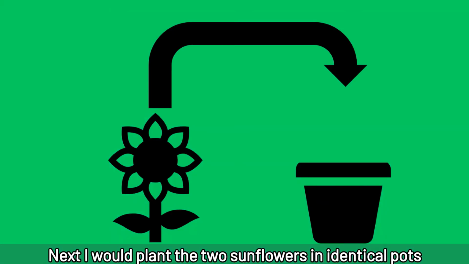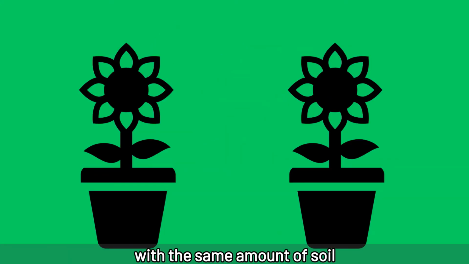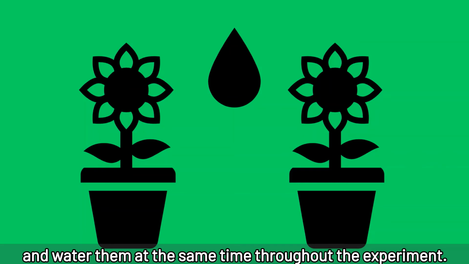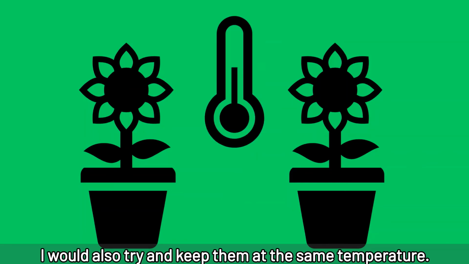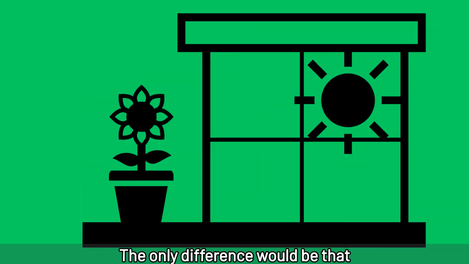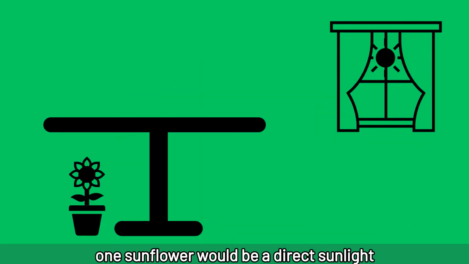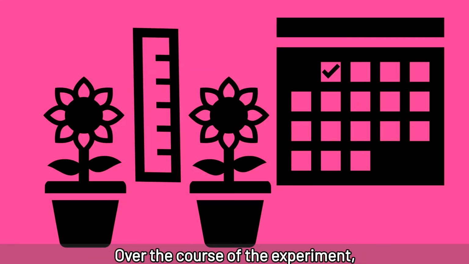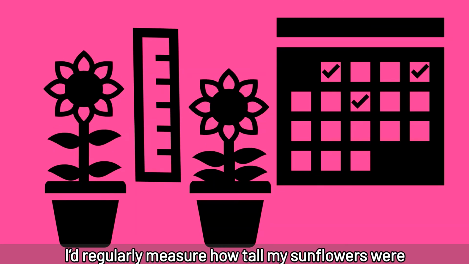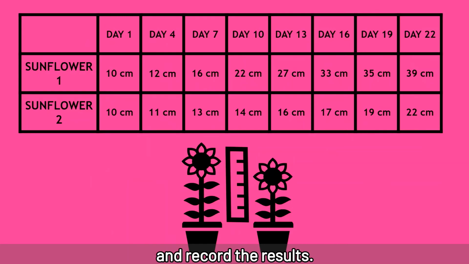Next, I would plant the two sunflowers in identical pots with the same amount of soil, and water them at the same time throughout the experiment. I would also try and keep them at the same temperature. The only difference would be that one sunflower would be in direct sunlight and the other sunflower in the shaded area. Over the course of the experiment, I would regularly measure how tall my sunflowers were and record the results.